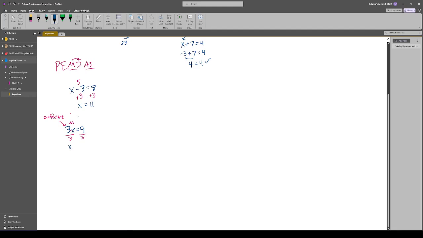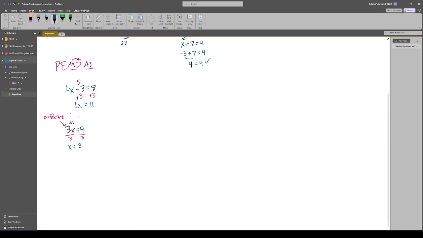Also remember that when we write x, that's always a single x. There's a hidden 1 in front of it that we don't write. So as long as we have a single 1 of that variable, we just call it its name. We don't put a 1 in front of it. And then that's going to be equal to 3 on the other side.